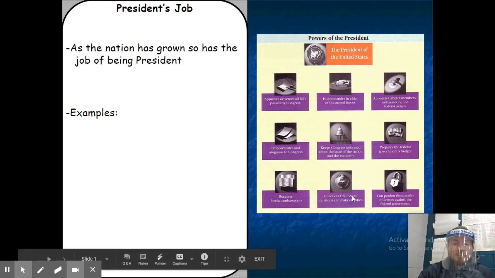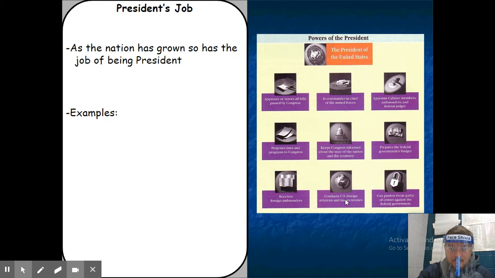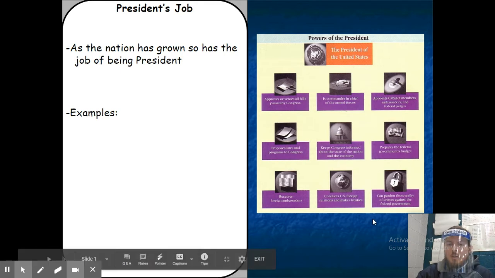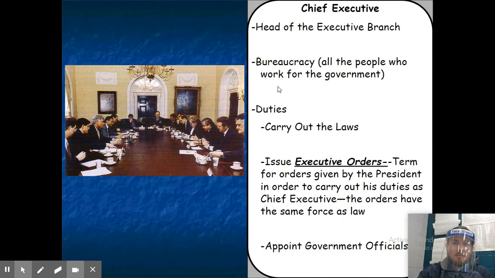He receives foreign ambassadors, conducts U.S. foreign relations, and makes treaties. And a little caveat to this one: he can make a treaty, but if it doesn't get approved by the Senate, it doesn't count. He can pardon those guilty of crimes against the federal government. So he is the chief executive. He's the head of the executive branch.